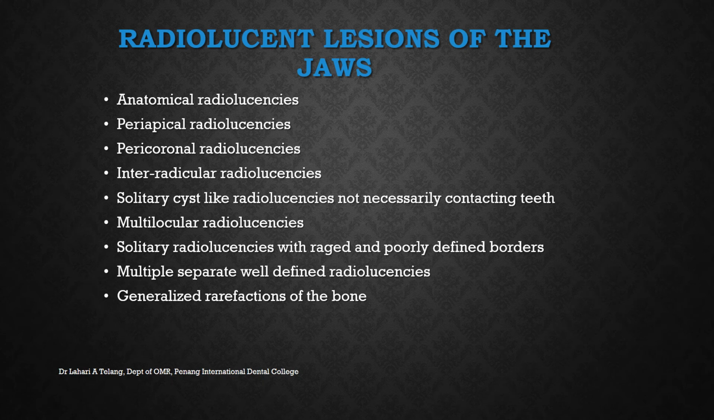So, if you were to classify radiolucent lesions of the jaws, then the most important types would be anatomical radiolucencies, periapical or pericoronal, interradicular, solitary cyst-like radiolucencies, multilocular radiolucencies, solitary radiolucencies which have ragged and poorly defined borders, multiple separate well-defined radiolucencies, or generalized rarefactions of the bone.